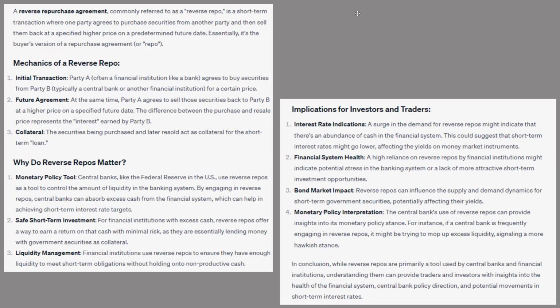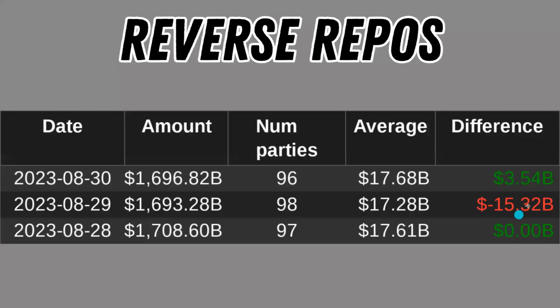So in conclusion, while reverse repos are primarily a tool used by central banks and financial institutions, understanding them can provide traders and investors with insights into the health of the financial system, central bank policy direction, and potential movements in short-term interest rates. So with all of that being said, what do we see? Well, we're not seeing a huge surge up, right? I mean, we're basically seeing the opposite. We're seeing money coming out, and we're seeing 3.54 billion in.